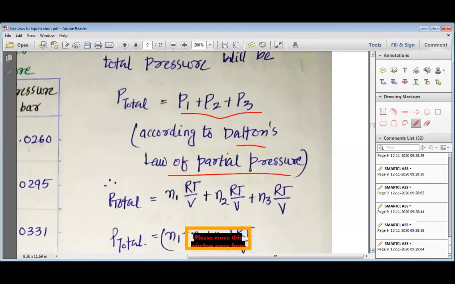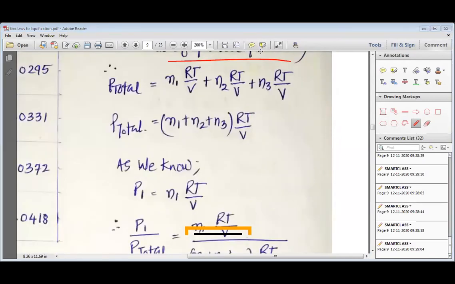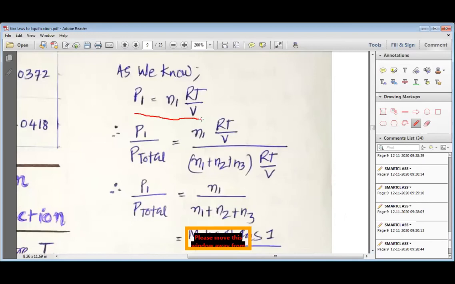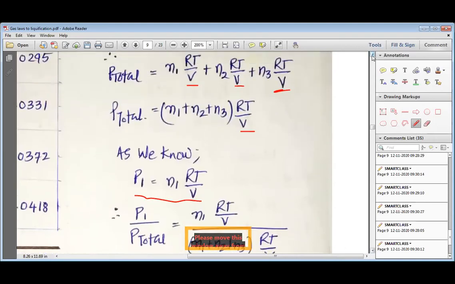You can easily see that we get P total is equal to N1 RT by V plus N2 RT by V plus N3 RT by V. All these three terms have RT by V, so we can take RT by V common and then write P total is equal to N1 plus N2 plus N3 in the bracket, and outside the bracket RT by V. Now we are already aware that P1 is equal to N1 RT by V. So if we divide this equation with the previous equation, remember my dear students, we are going to divide it with the equation given over here.